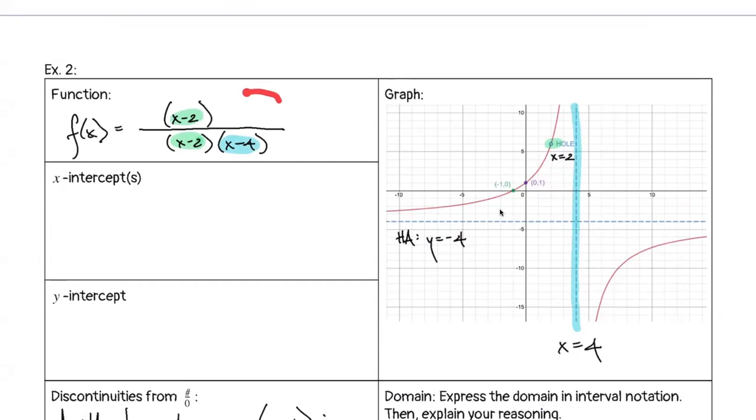I wish I knew a little bit more about what was going on up here. I wonder, does the x-intercept or the y-intercept, which one of those do we use the numerator for?